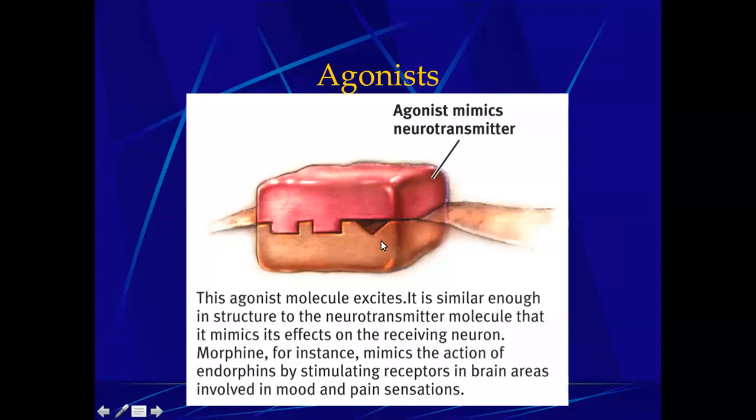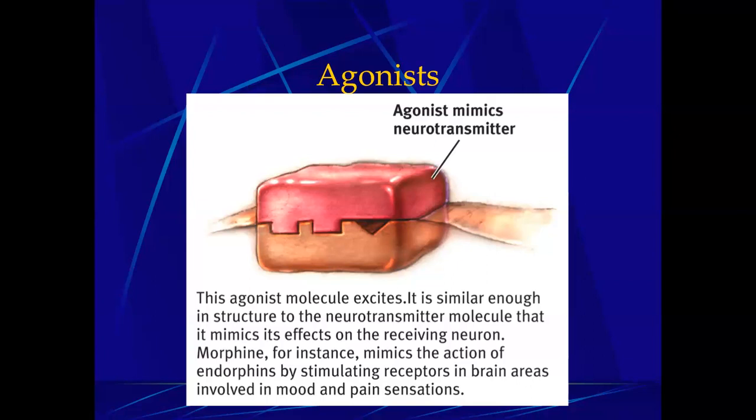Now, in order for a molecule to bind to a receptor, it has to have a similar enough structure to the receptor site, right? So if you look at this agonist, it has two squares, no triangle. The receptor site was two squares, one triangle. Now, this is a cartoon. It's not exactly how it looks like in the brain. But because the agonist is similar enough, it's going to mimic the process of another chemical in the brain. So let's take morphine.